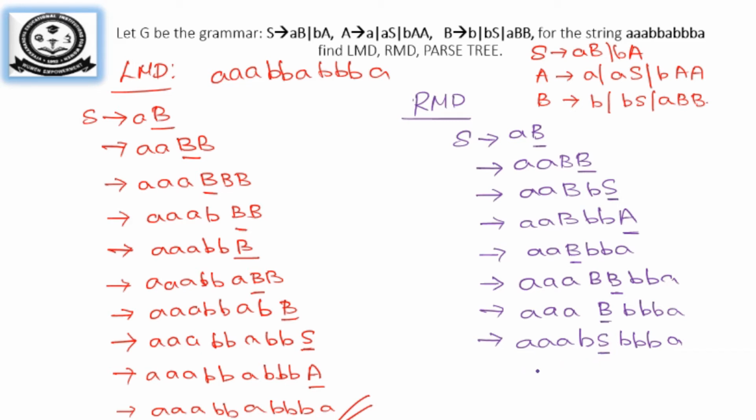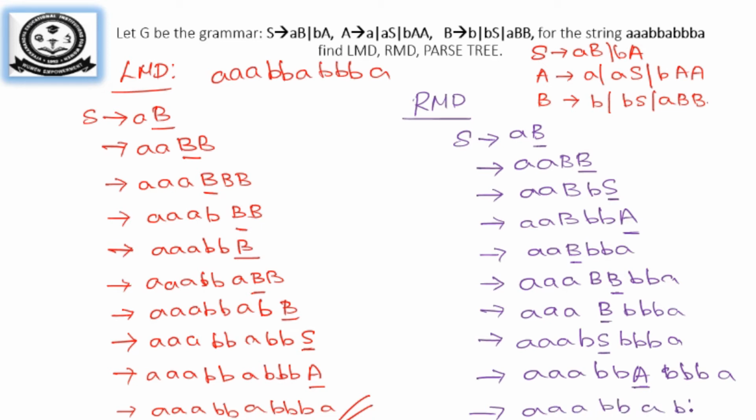Okay, so we can substitute A, B, B, capital A, then B, B, B, A. Now this A can be replaced with A. So A, B, B, A, B, B, B, A. So we have derived the rightmost derivation for the given string. It seems that the string is accepted by the grammar.